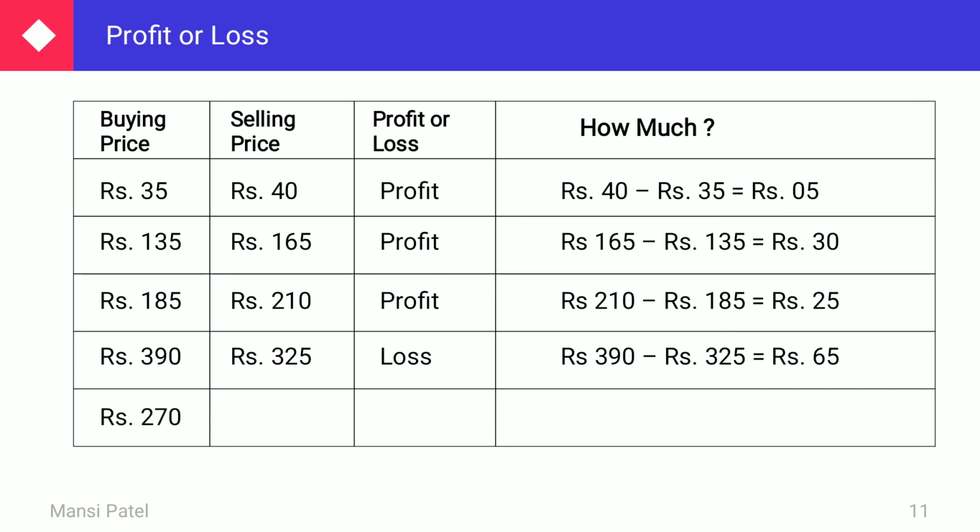Now your buying price is rupees 270, your selling price is rupees 246. In this also you are getting less amount at the time of selling. So in this transaction also you have a loss, and loss of how much? Do the subtraction of big amount minus small amount, which means buying price minus selling price. 270 minus 246 is equal to rupees 224.